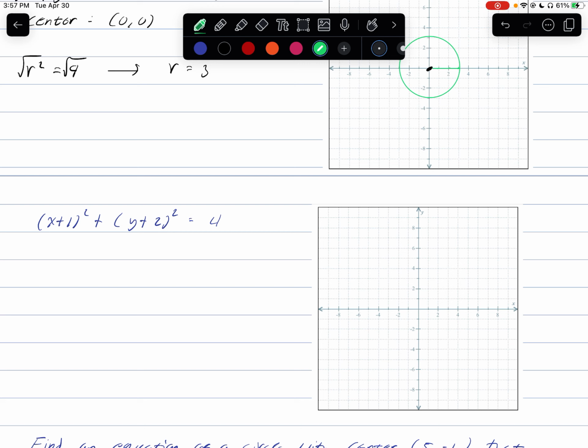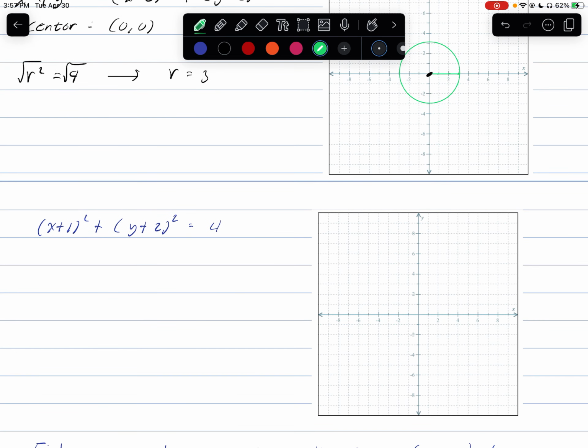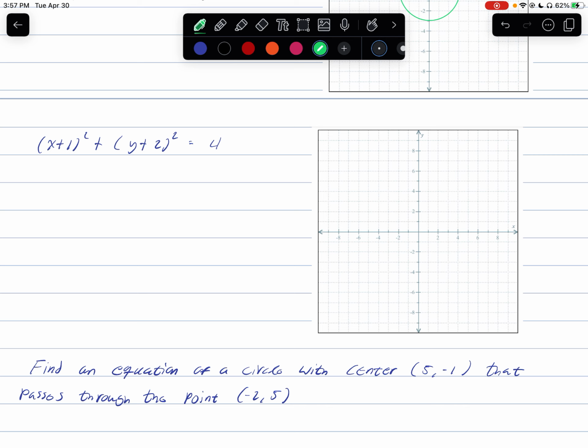Here we have (x plus 1) squared plus (y plus 2) squared equals 4. We need it to be in the form (x minus h) squared plus (y minus k) squared equals r squared. This isn't really too bad. We can just rewrite this, right?